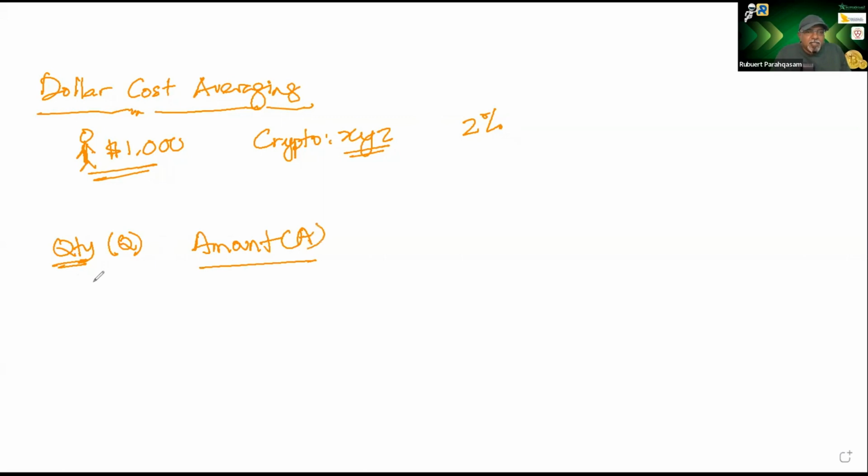Let's say you go and buy one coin, and the price of that coin is $100. You have $1,000. You went and bought one coin for $100, the current market price of this coin. So what is the average price of your coin? Take this amount A and divide it by the quantity Q. That's your average price. So your average price is now $100. Very simple. 100 divided by 1 gives you 100. Now, you want to make 2% profit.